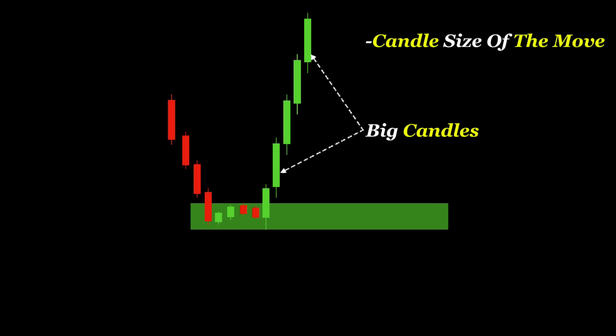Based on my experience, there are 4 critical factors. The first factor is the candle size of the move. Big institutions leave footprints, and one of the most obvious signs is the size of the candles. If the candles are large and consistent in color, it's a strong signal that smart money is behind the move. On the other hand, if the candles are small, mixed, and full of wicks, the move likely lacks institutional power, so it's best to skip it.